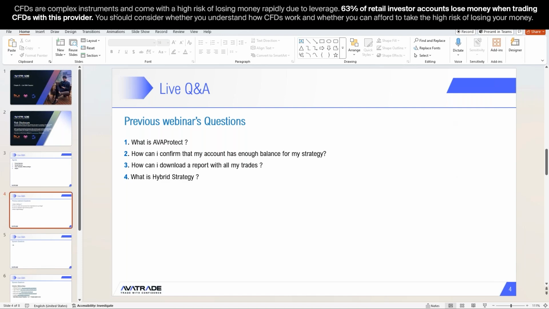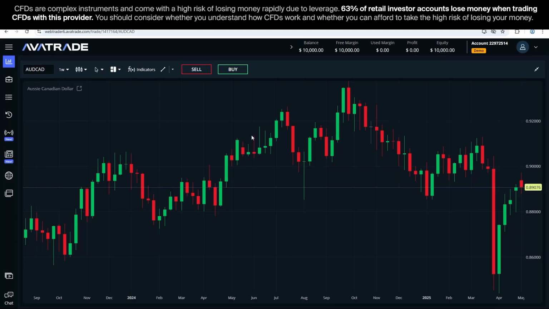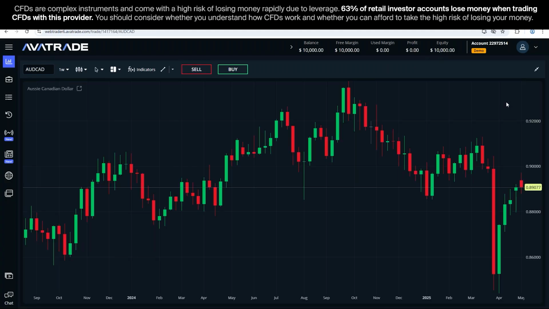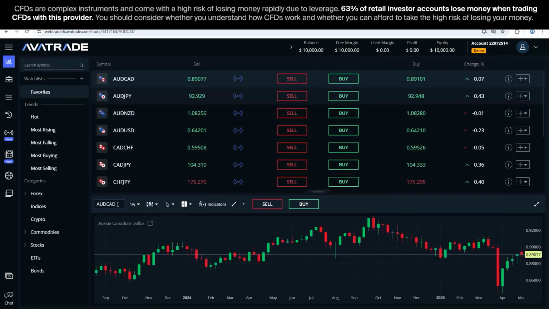So let's go onto the website. We're going to use the platform embedded in the website, which is called the Web Trader. We're going to click here on sell or buy just to open the sidebar, and we can see AvaProtect is displayed here with the golden shield, and at the bottom here with a box that we can mark. We're going to click here on the icon at the top to reset back to the default screen. Here we're going to click on the two arrows to fold it down, and in here we can either search it and select from the list, search it manually in here, or type what we're looking for in here.